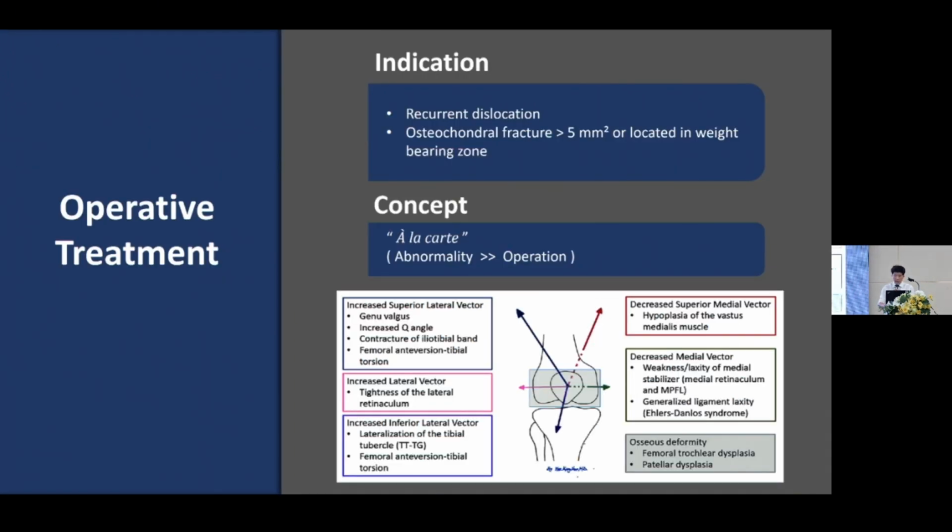About the operative treatment, the main indication is recurrent dislocation, or osteochondral fracture more than 5 square millimeters or located in the weight-bearing zone. The concept of the treatment for recurrent patellar instability is an a la carte technique. That means we have to find the abnormality and fix that abnormality that we have.